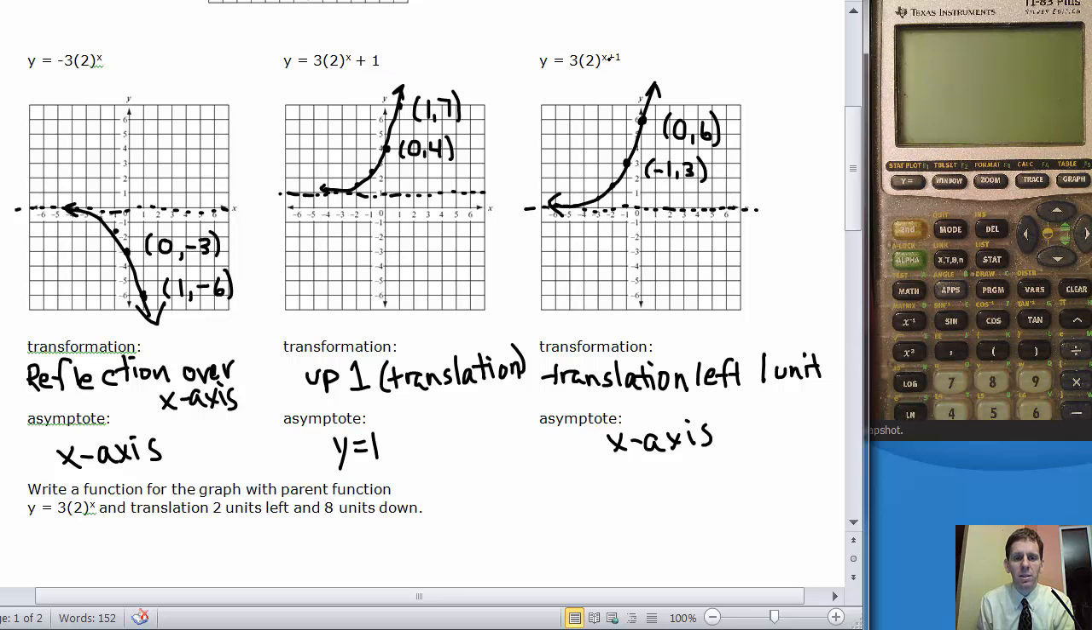If there's a plus or minus that's grouped with the x in the exponent, this is going to be a horizontal shift in the opposite direction of what you think. So x plus 1 is going to move your graph left 1 unit. If it was x minus 1, it would move it to the right.